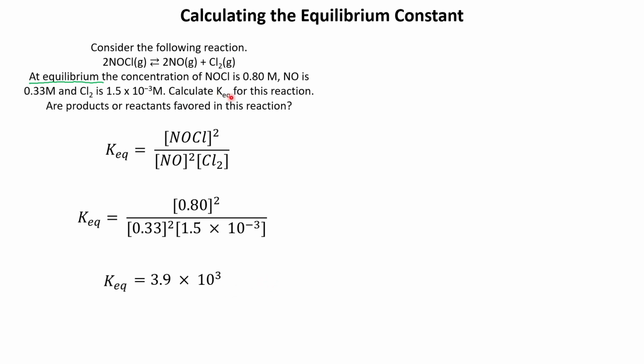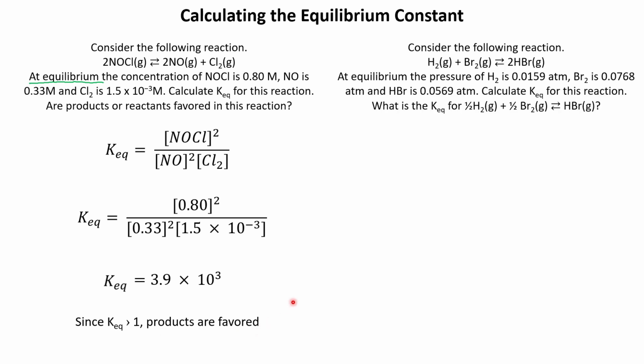So I have calculated my KEQ for this equation, and now I need to answer are products or reactants favored? Well, this is where we look at the magnitude of K, and we can know if products or reactants are favored. In this case, because our KEQ is greater than 1, our products are going to be favored.